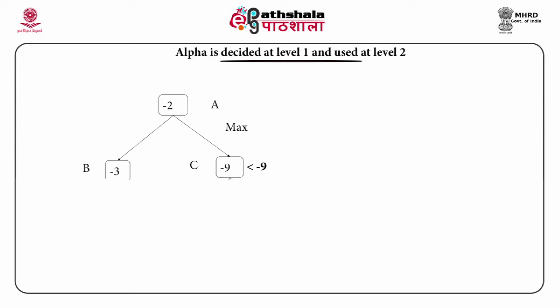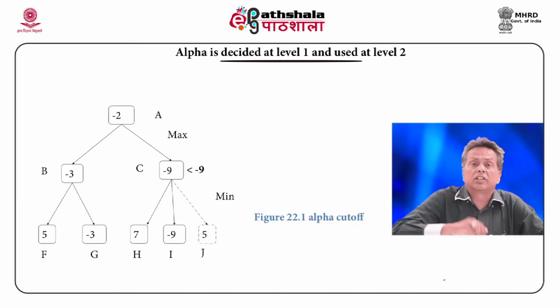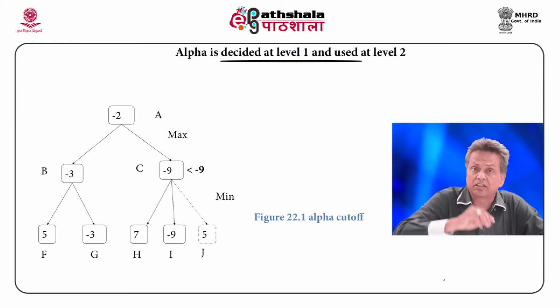Now look at the example shown, which we have already seen in the previous module. In this example, A has two children, B and C. B has F and G, while C has H, I and J. Now when we explore F, we get 5. We explore G, we get -3, because it is the opponent's chance to play. He will choose -3 and not 5. So what is backed up is -3 and not 5.